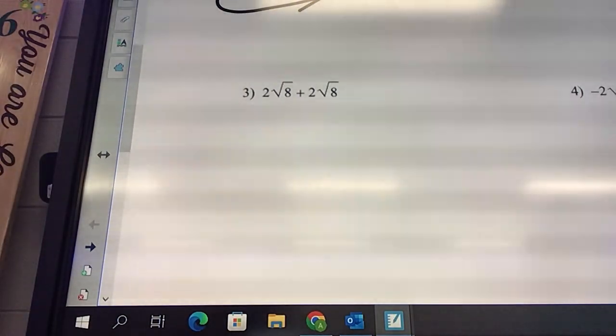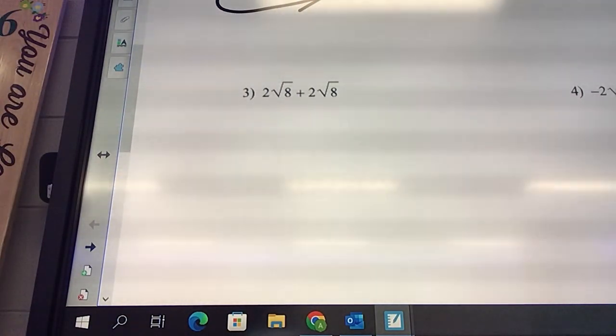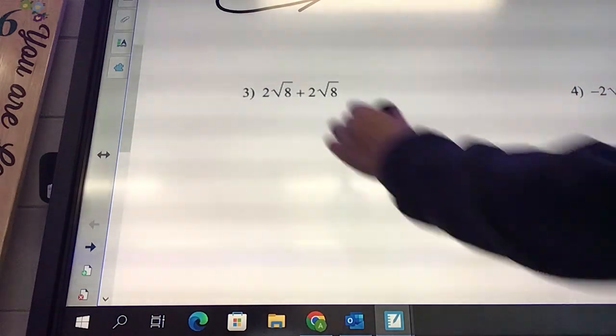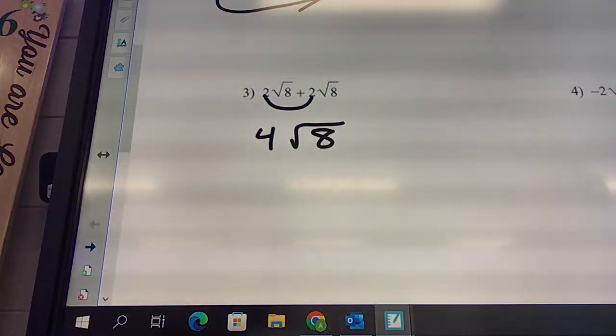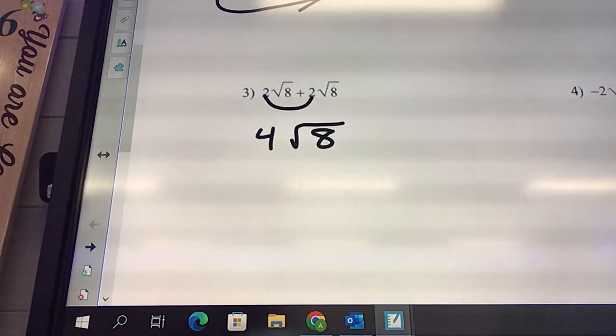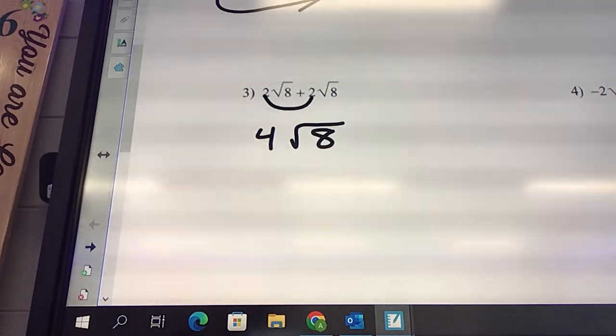Okay, look at 3. Are they the same? Yeah, right. So then we can combine them. Okay, so what is 2 plus 2? 4 square root of 8. However, the 8 can be simplified further.